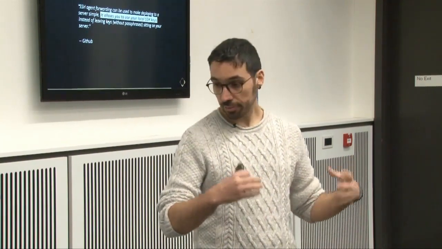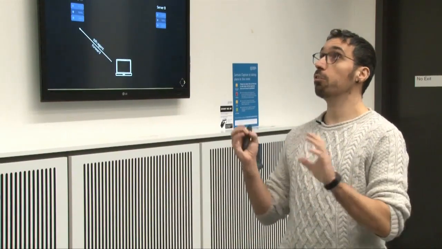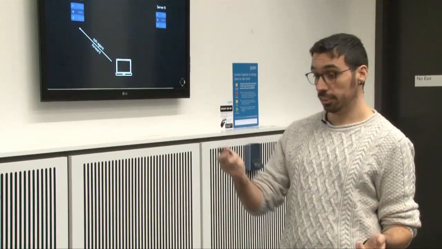But luckily, SSH gives us another tool. It's called SSH Agent Forwarding. This basically allows us to forward our agent, our local SSH keys, to the server. So in this situation, what we need to do is forward our agent to server A, and now from server A, we'll be able to connect to server B, or just use one of the tools I mentioned before, from server A to server B.